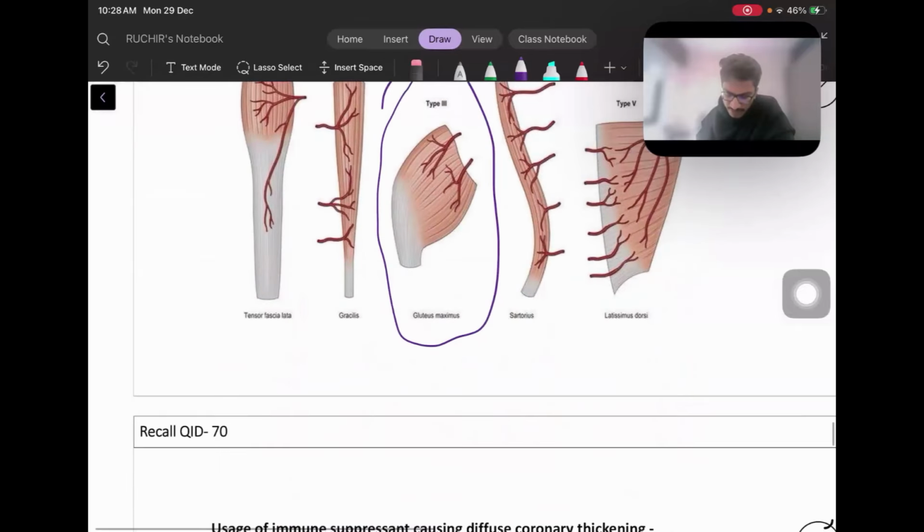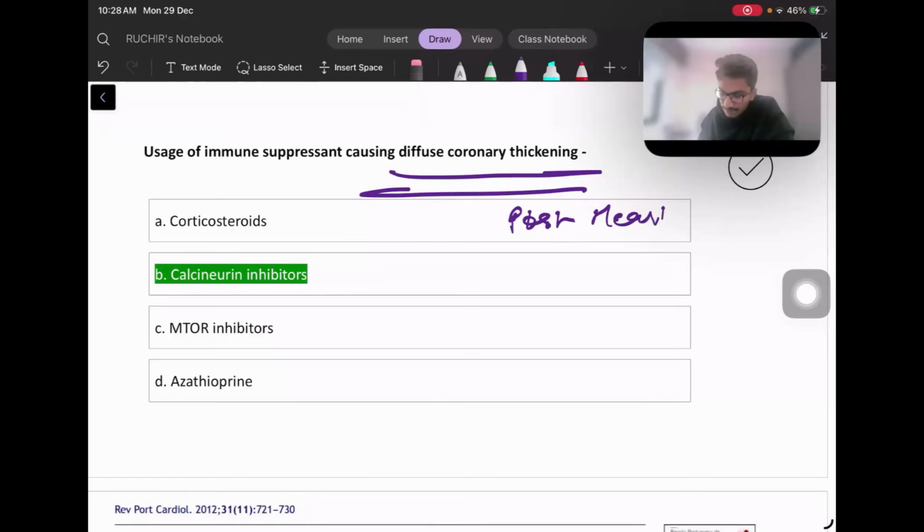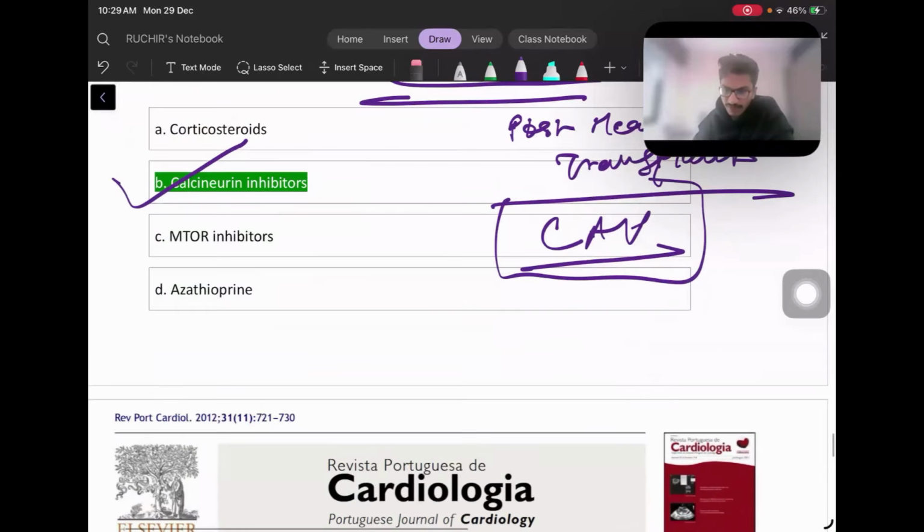Moving on to the next question: usage of an immunosuppressant causing diffuse coronary thickening. I think this is post heart transplant, which points towards cardiac allograft vasculopathy. I think the question was which immunosuppressant causes diffuse coronary thickening post heart transplant, that is coronary allograft vasculopathy. So here the answer is calcineurin inhibitor, at 1 year after heart transplant.